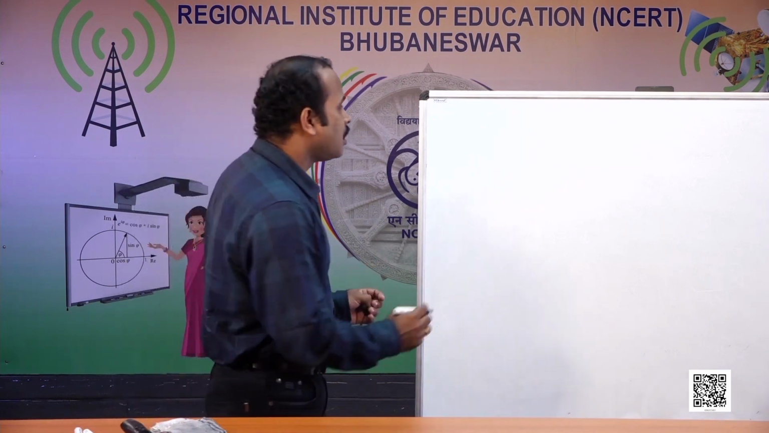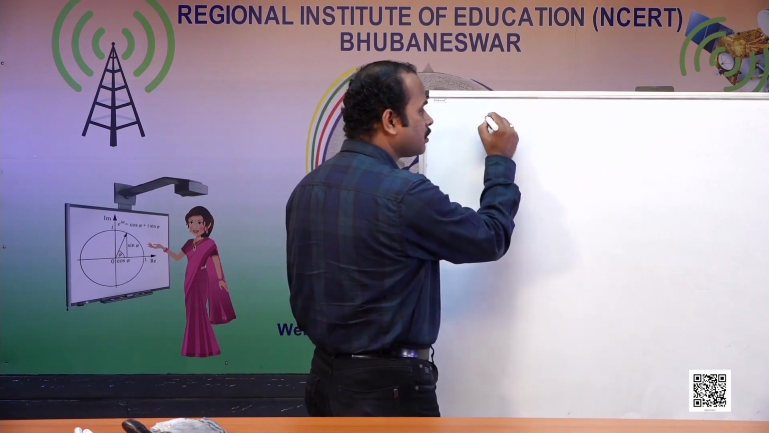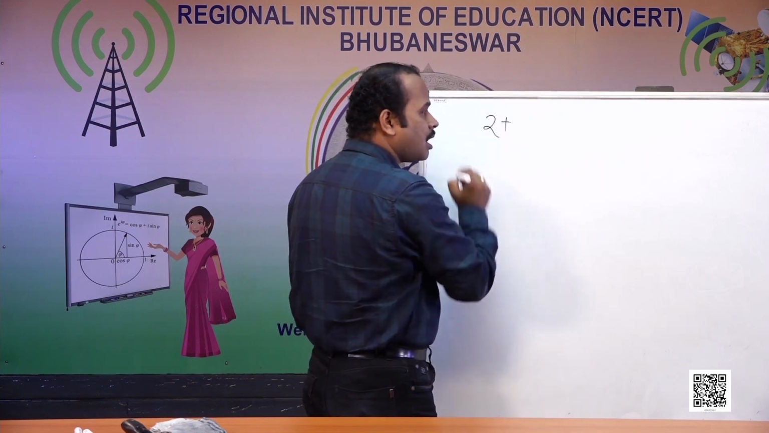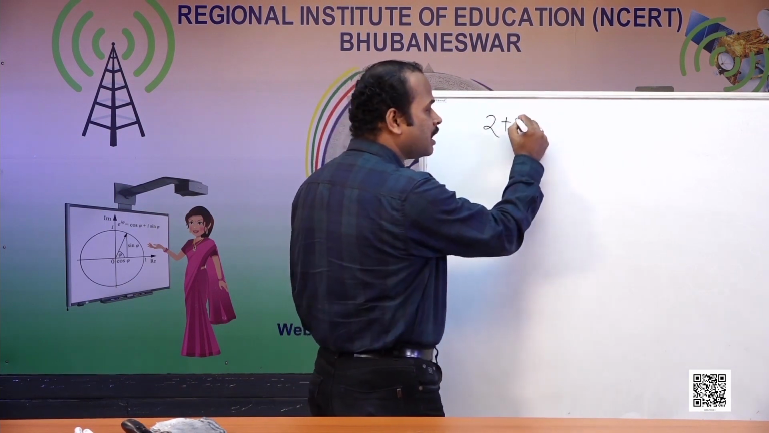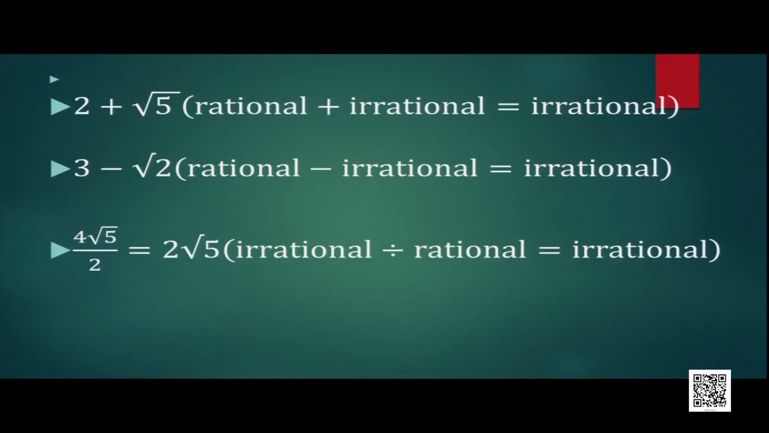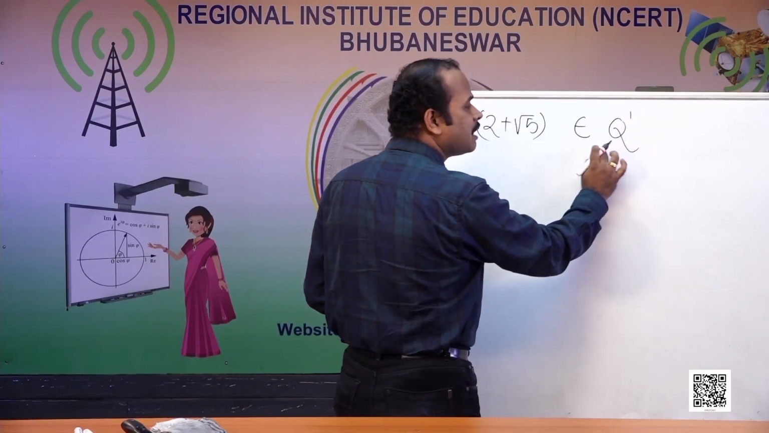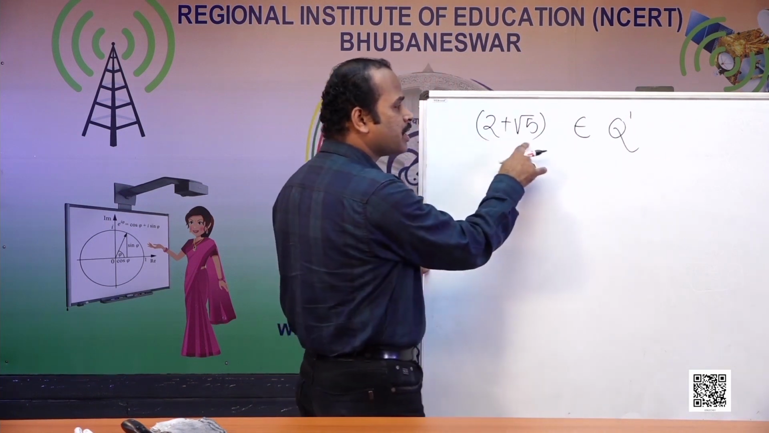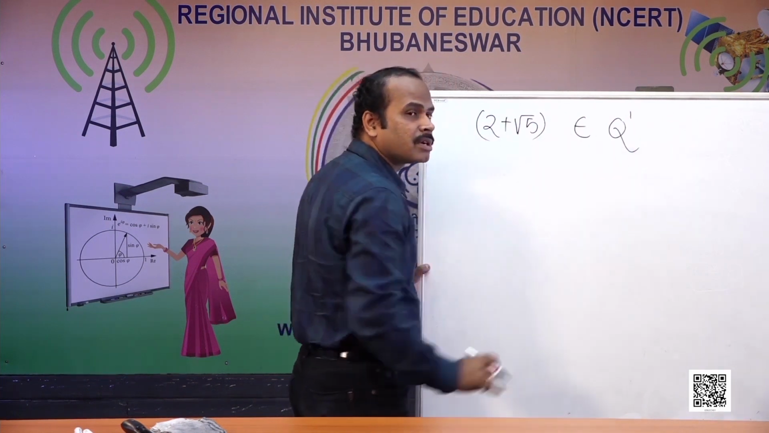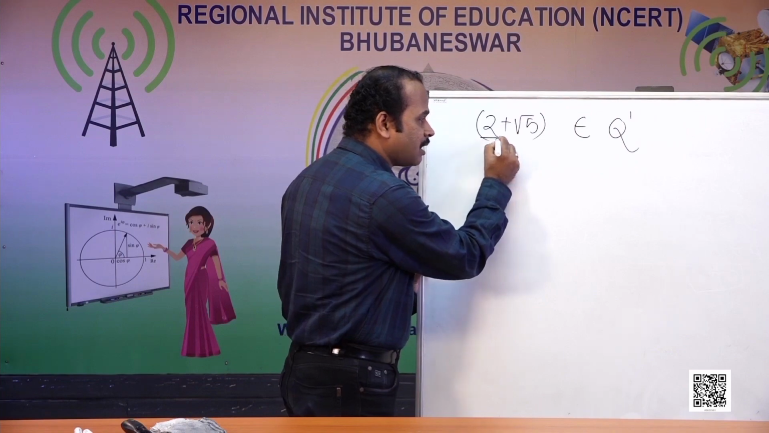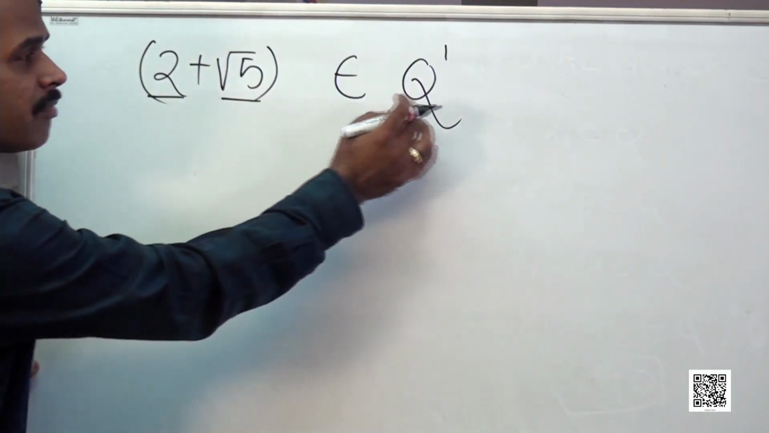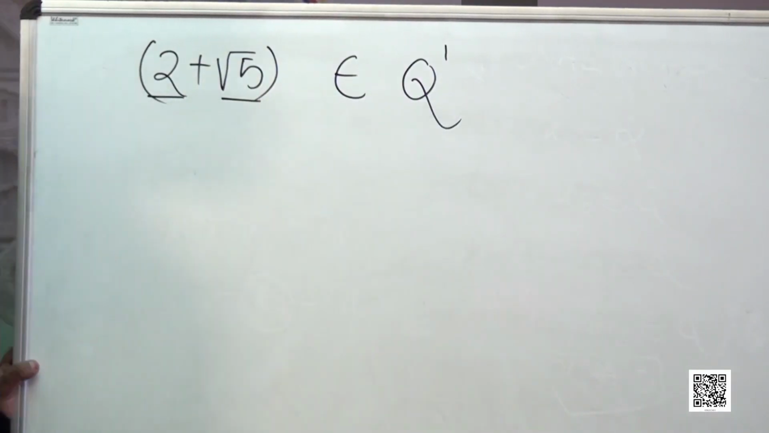For example, I will take a rational number, suppose 2, and add it to an irrational number, let us take root 5. The sum will always be an irrational number. So this will belong to Q dash, as we have taken the irrational number set to be Q dash. So 2 plus root 5 becomes an irrational number. I operated a rational number with an irrational number, and I find the result is an irrational number.